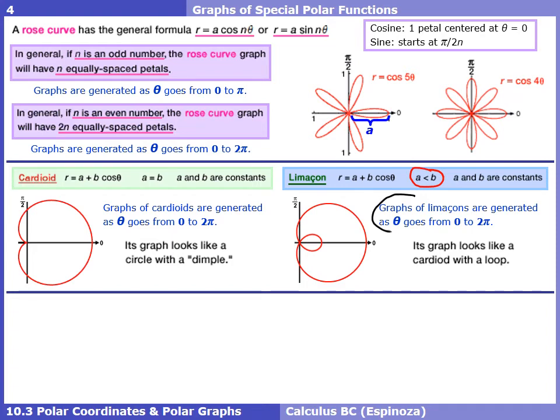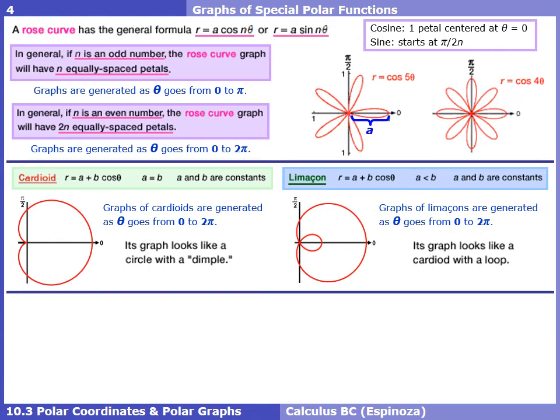Luckily, the same idea still applies in terms of how we graph it. As long as theta goes from 0 to 2 pi, we've drawn one limaçon. If we pass 2 pi, then we're tracing over the already drawn graph. This graph kind of looks like a cardioid, but that little part that was being dimpled or pushed in got pushed in even more, and it created a loop on the inside.